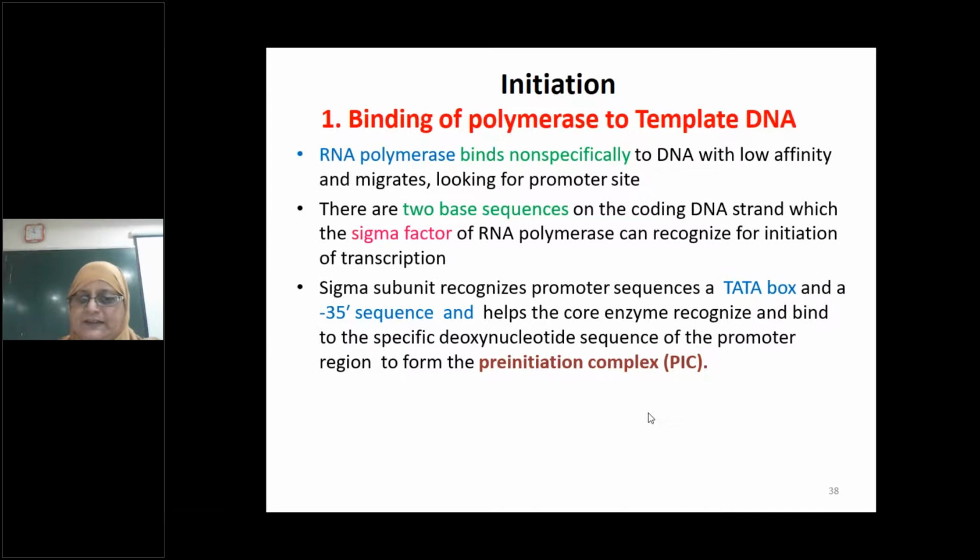So the sigma factor recognizes the TATA or Pribnow box and the -35 base pair sequence that form the promoter sequences. And once it recognizes that, it helps the core enzyme of the RNA polymerase to bind to the specific deoxynucleotide of the promoter region. Now they together form the pre-initiation complex.